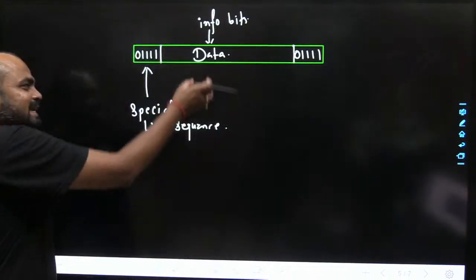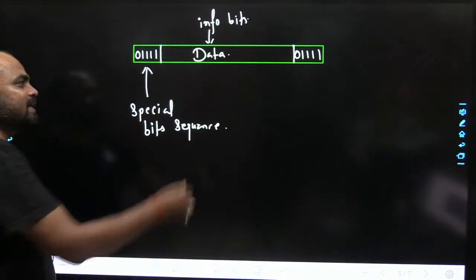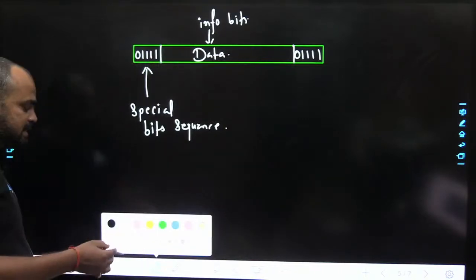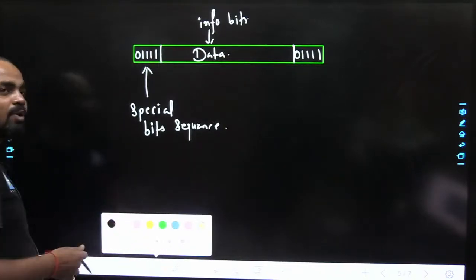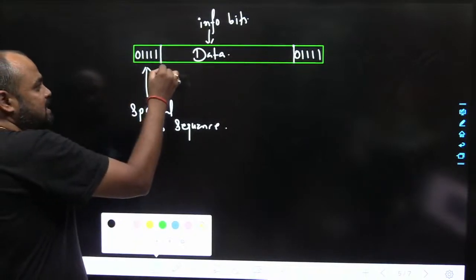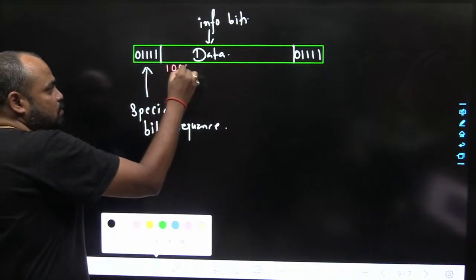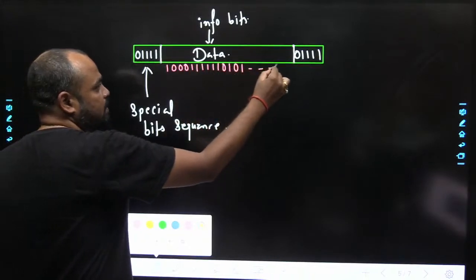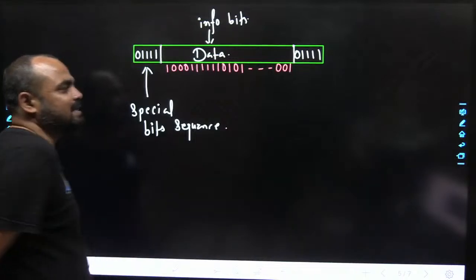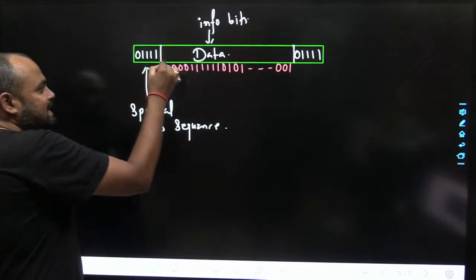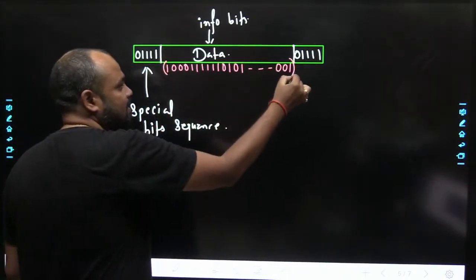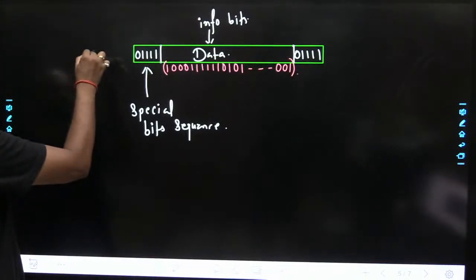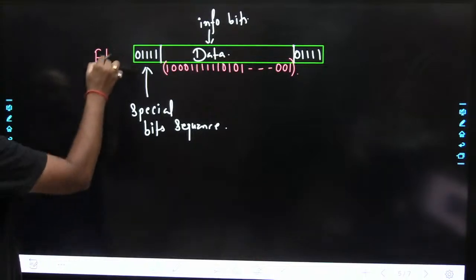Whenever you say this is the data, it will have a data sequence, in the form of binary. Suppose the data sequence is given as 10001111010101001, and so on, like this. So suppose inside the data sequence, this is the data, and to represent this, this is frame number 1.